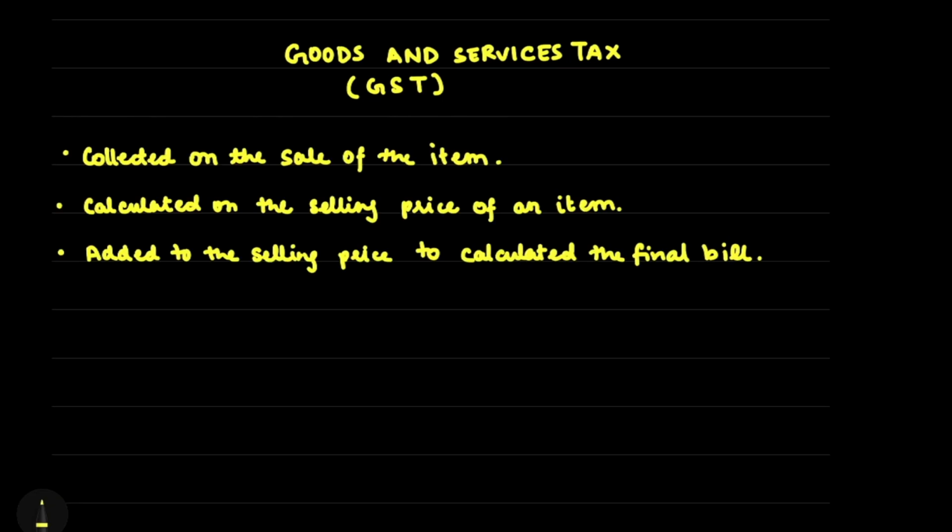So some key points to note: first, it is collected on the sale of the item. So whenever there's an item that is sold, it only applies there. Secondly, it is calculated on the selling price of the item. It does not matter what the marked price is or what the cost price is, but the selling price of the item. And finally, when we calculate the final bill that the customer needs to pay, it is added to the selling price, and then that bill is paid by the customer.